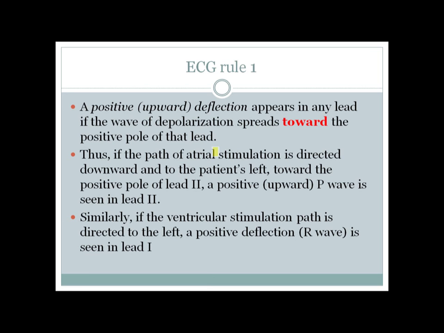And there are some simple ECG rules. Rule 1 is that a positive deflection appears in any lead if the wave of depolarization in the heart spreads toward that lead, or toward the positive pole of that lead. Thus, if the path of atrial stimulation is directed downward and to the patient's left toward the positive pole of lead 2, a positive or upward P wave is seen in lead 2. P represents atrial depolarization.